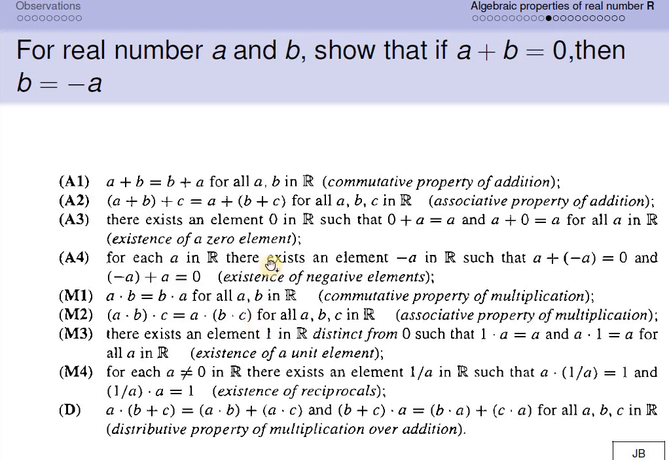Further, a few more results we want to do. You see a plus b equal to 0 is given, so we have to prove that b equal to minus a. That is the aim. We have to use only these 9 properties and the results we have proved.